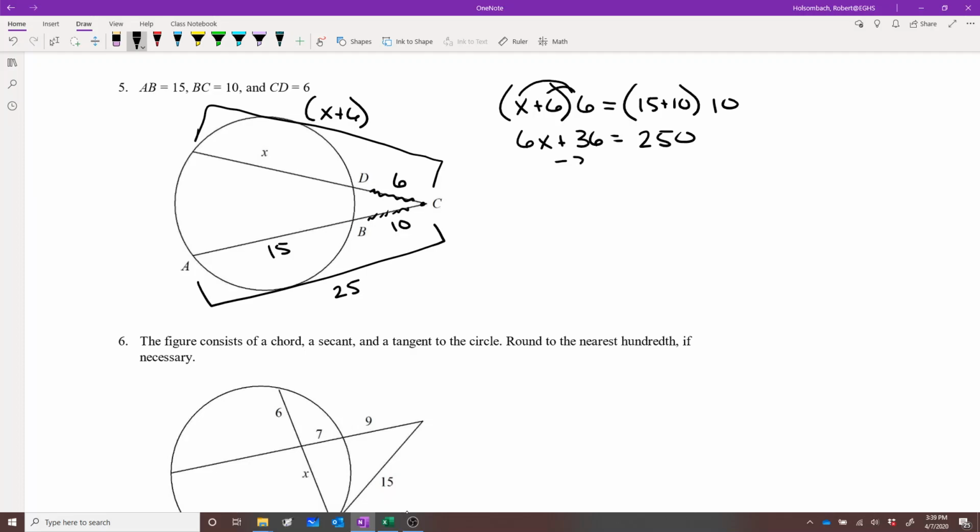So if we subtract 36 from each side, then 6x is equal to 214. If we divide both sides by 6, then our x is equal to 35.7.